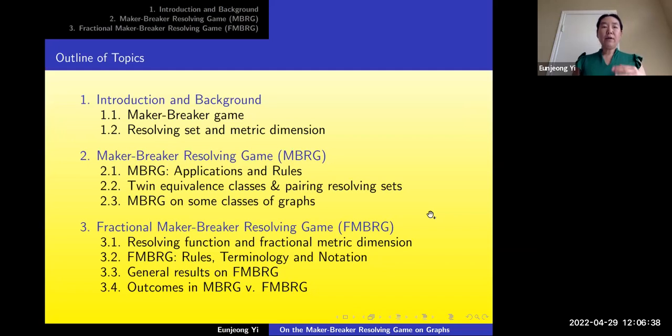So the outline of the topics would be as follows. First part would be on what maker-breaker game is, and then I will have to mention resolving set and metric dimension to incorporate that concept into maker-breaker game. The second part is the general sense of maker-breaker resolving game. And the third part, if the time permits, is going to be on fractionalization of those things. Next.